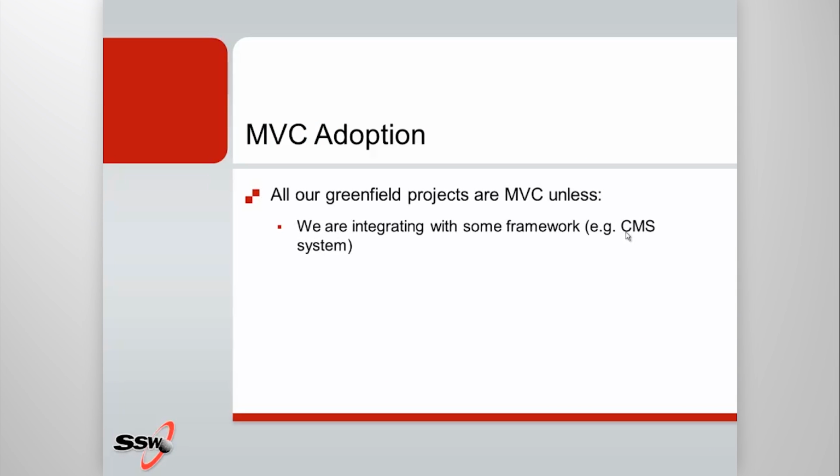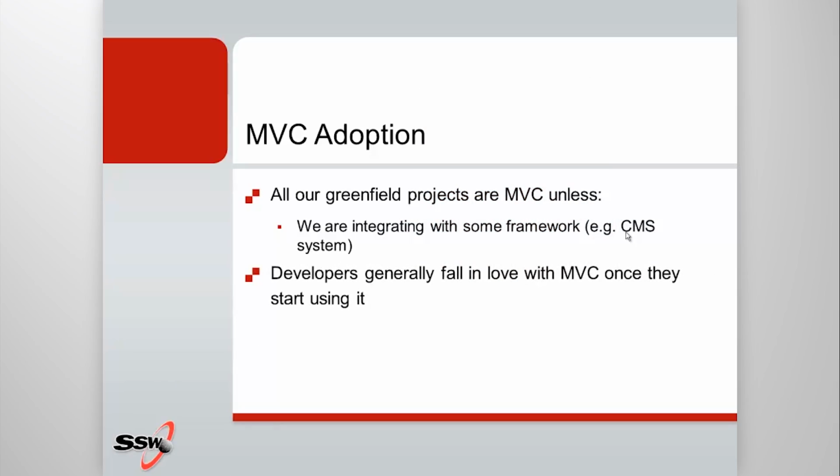Okay, so the adoption's quite good. At SSW, pretty much all of our greenfield projects are done in MVC. And the only exceptions are if we're working with a framework or a CMS system. So if the client's chosen to, say, use .NET Nuke or Umbraco or Kentico, then we just have to stick with that. But if it's a completely greenfield where we've got control of everything, we're just writing it from scratch, we'd recommend MVC all the way. Okay, and as I said before, developers generally fall in love with MVC once they start using it. And pretty much you can see from those graphs from before, we're on the cusp of a sea change. We're seeing more and more MVC projects getting started rather than web forms projects.